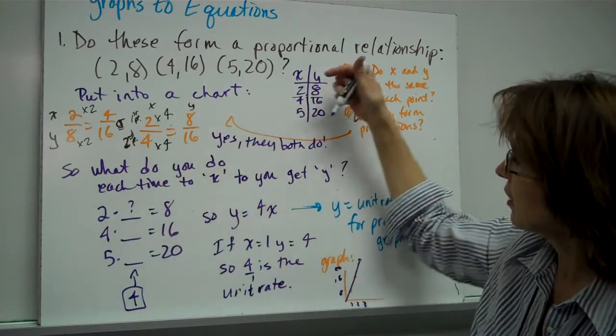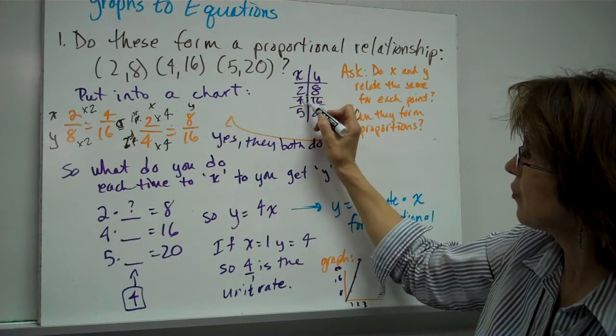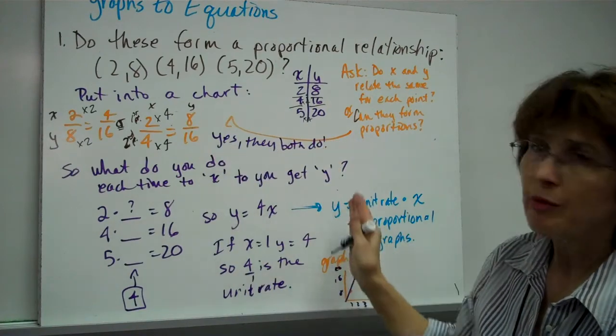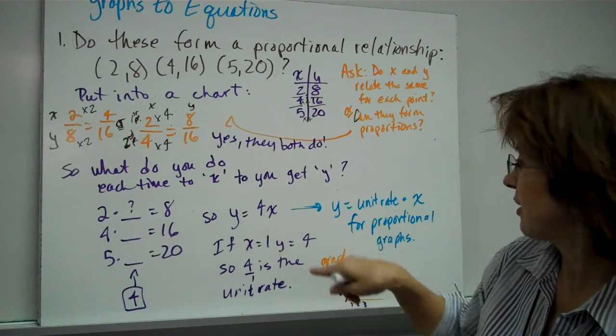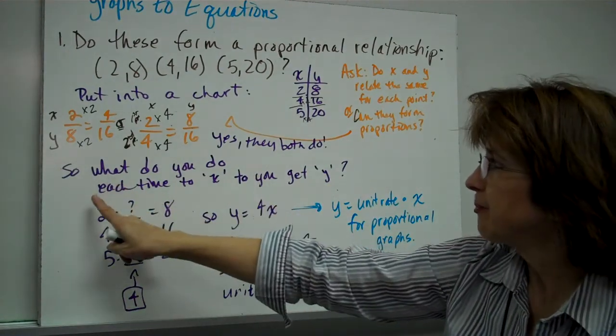Then you could do the 4 and 16, and the 5 and 20, and you'll see that same thing. 4 times 4 is 16, 5 times 4 is 20. So these do form a proportion, and they are proportional. And then if you were to graph it, you'd see that they did, which I guess we did here at the very bottom. But before we get to that, let's talk about this.